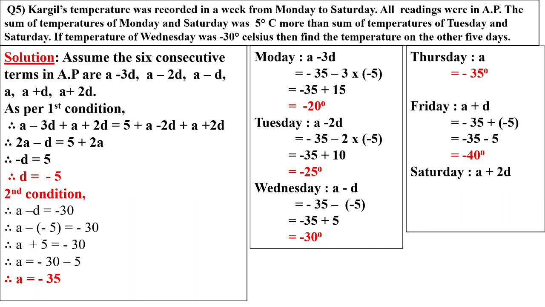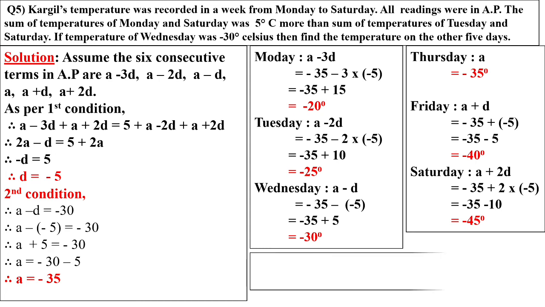Saturday is given as A plus 2D. So minus 35 plus 2 multiplied by minus 5, that is minus 10. So minus 35 minus 10 is minus 45. So minus 20, minus 25, minus 30, minus 35, minus 40 and minus 45 are the temperatures of the 6 consecutive days. Understood?